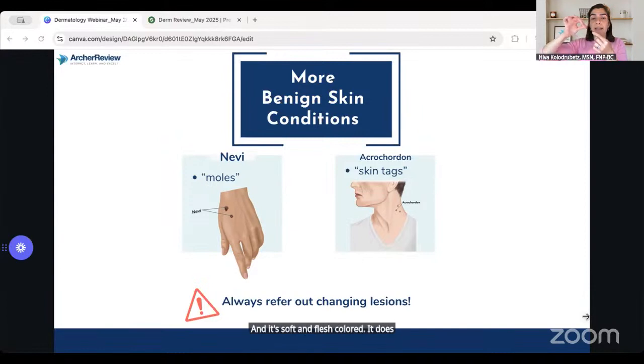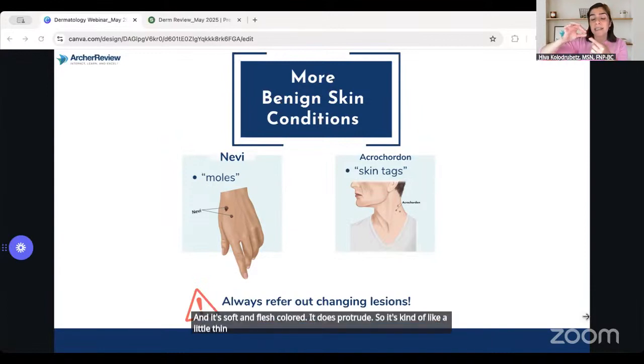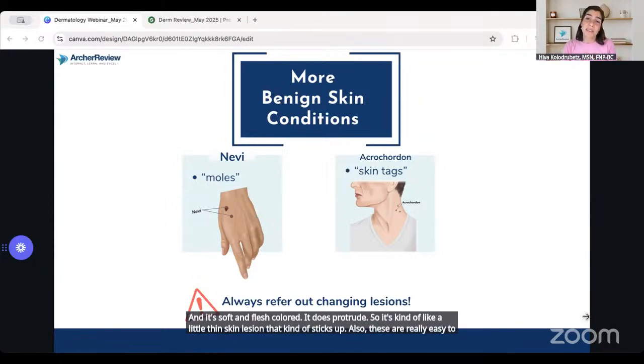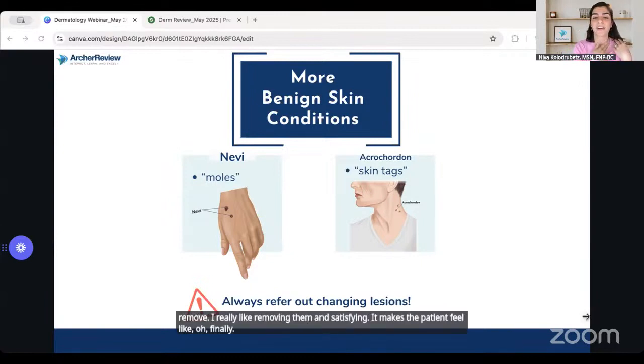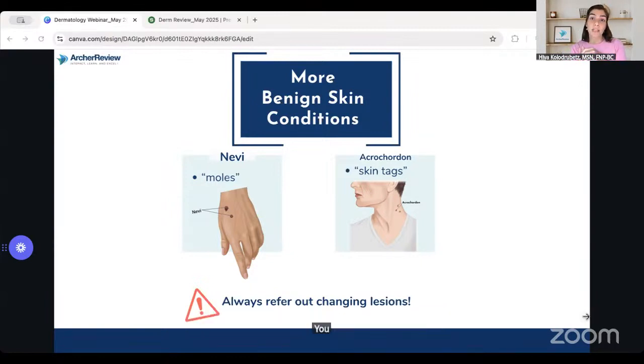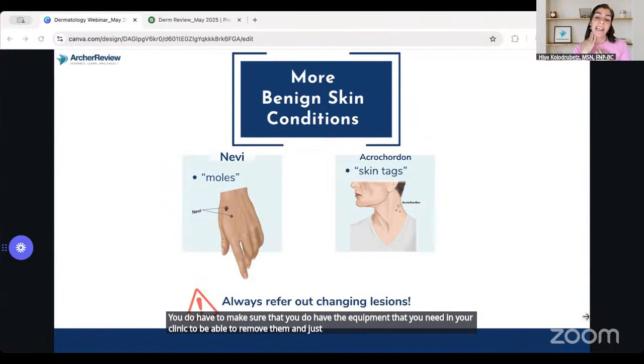So it's kind of like a little thin skin lesion that sticks up. Also, these are really easy to remove. I really like removing them. It's satisfying. It makes the patient feel like, oh, finally, it's not pulling on my jacket or skin. You do have to make sure that you have the equipment that you need in your clinic to be able to remove them and just cauterize that area. And then it helps them out a lot.